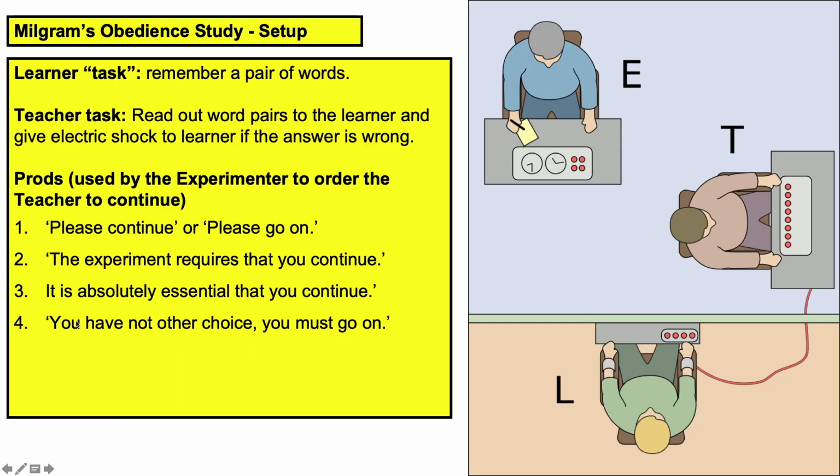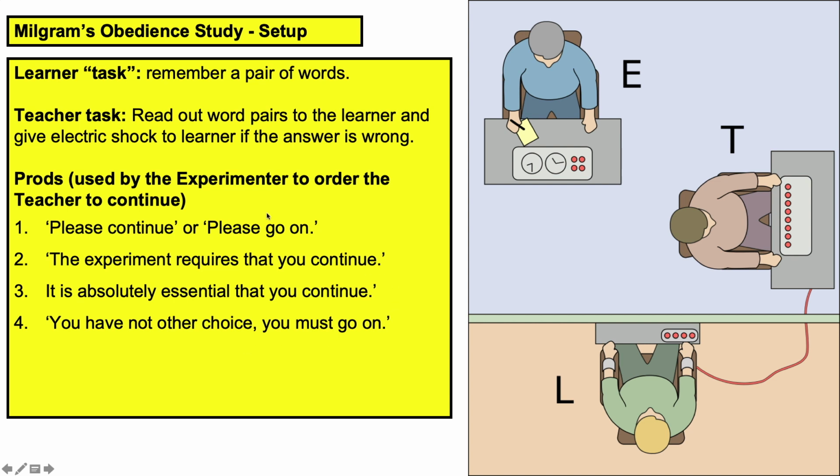So here are the four prods. This one, you have no other choice. You must go on. That is very much a you-gotta-obey kind of rule. The other three are more flexible and are aligned with the aim of the experiment, right? Please continue, please go on. Just encouraging the experiment to go on. The experiment requires that you continue. It is absolutely essential that you continue, right? This is all putting pressure on the participant by saying the outcome of the experiment depends on you. This is different from the fourth one, which says you have no other choice, you must go on.